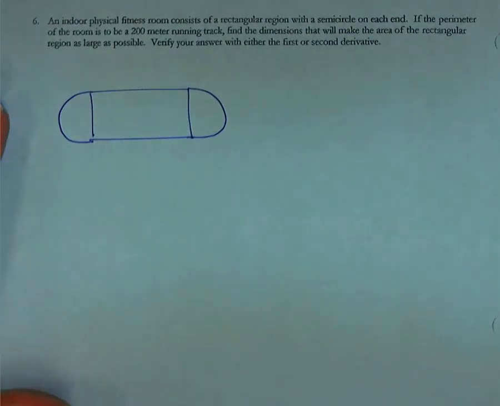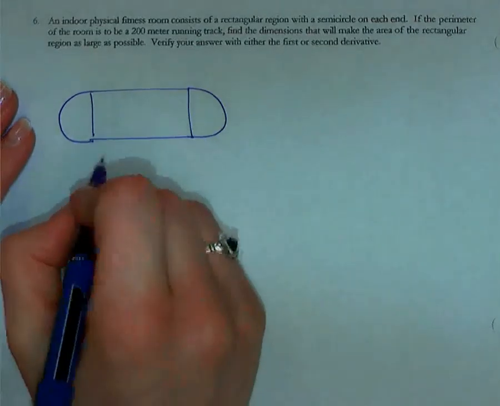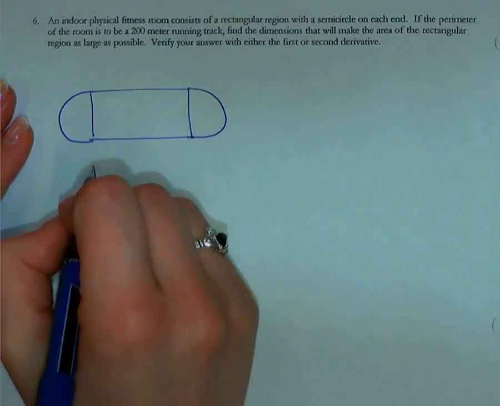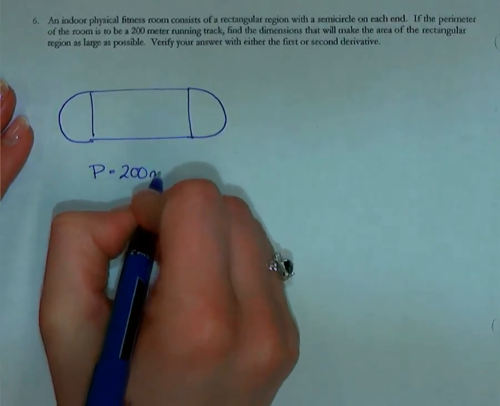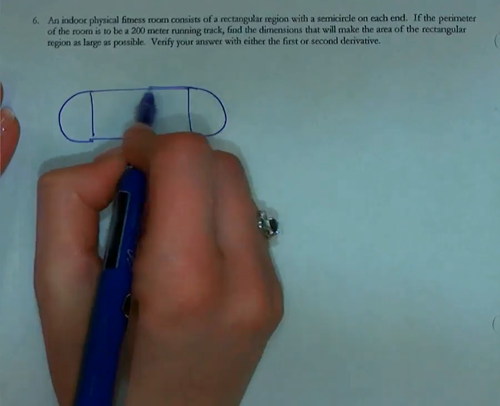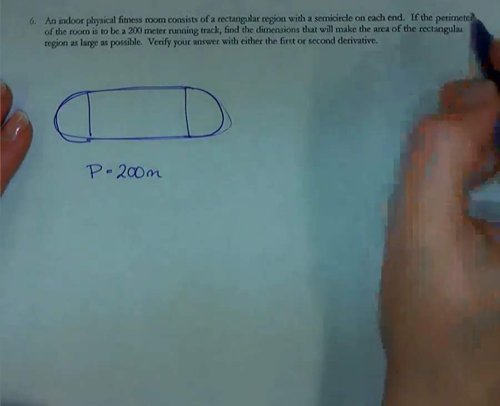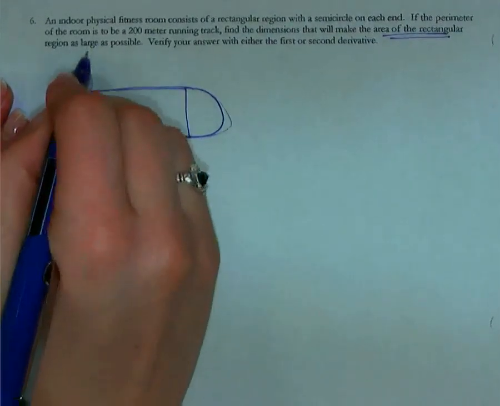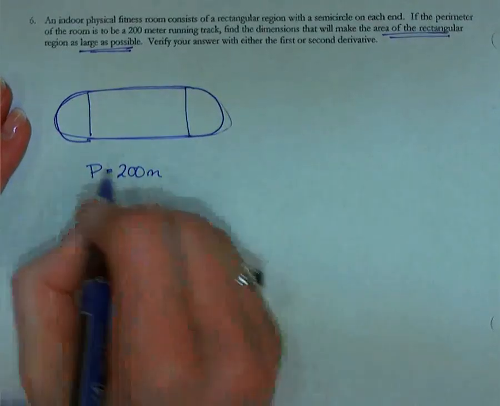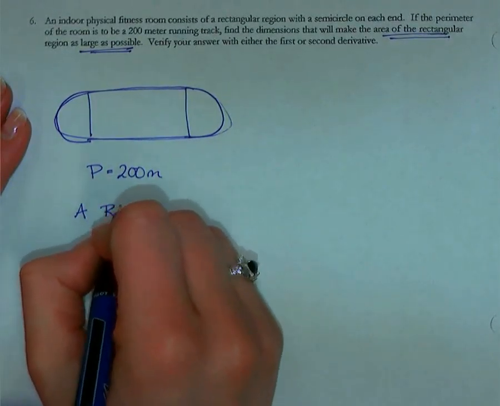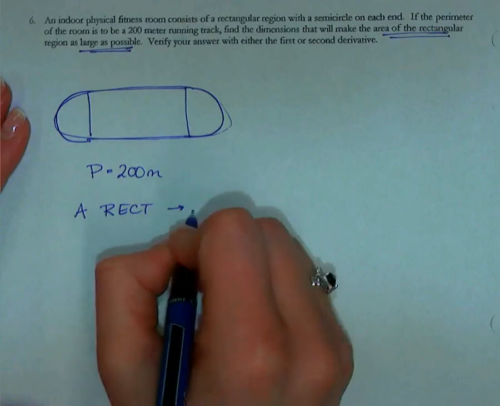If the perimeter of the room is to be a 200-meter running track. Okay. So the perimeter is 200 meters, and that's for the running track. So that 200 is around the whole thing. Find the dimensions that will make the area of the rectangular region, so the area of the rectangle, as large as possible. So I want the area of the rectangle to be a max.